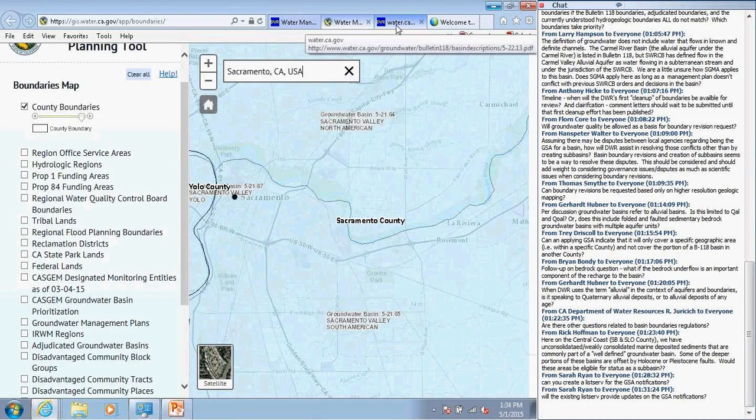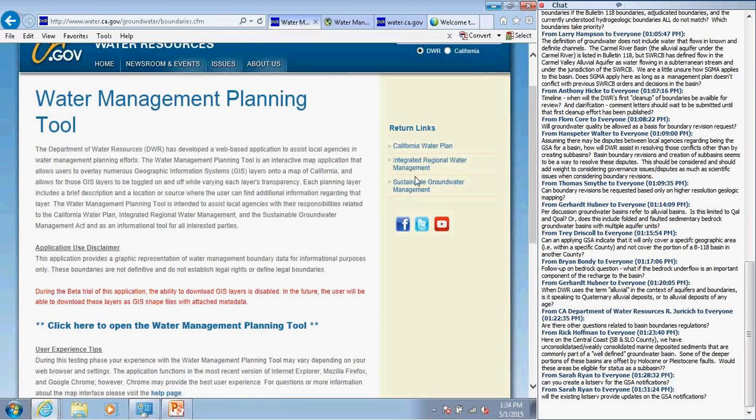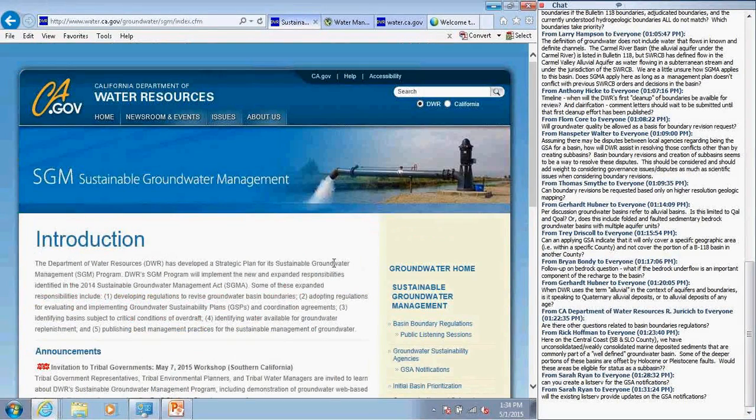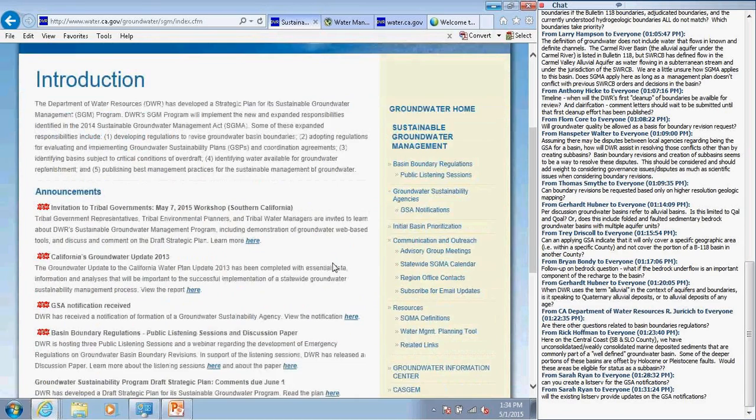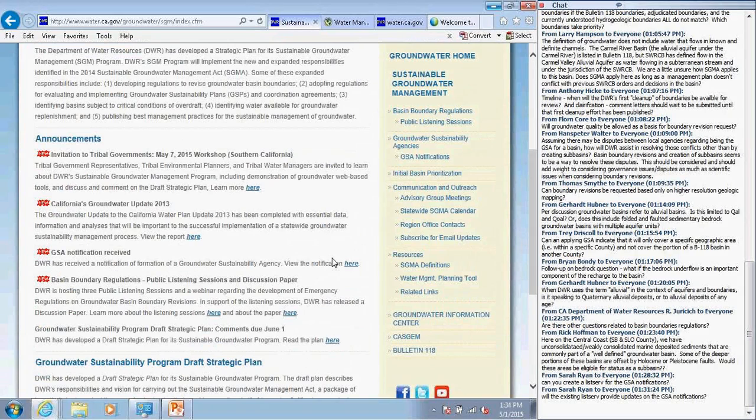And then, will the listserv provide updates on the GSA notifications? Yes. There's five GSAs formed. I've yet to use that listserv to announce every one of those particular formations. I have let the GSAs that have submitted information know that the information is posted. But we're working through some decisions right now on how often we should provide those updates. You know, every time one's formed, is it weekly, is it biweekly, is it monthly?